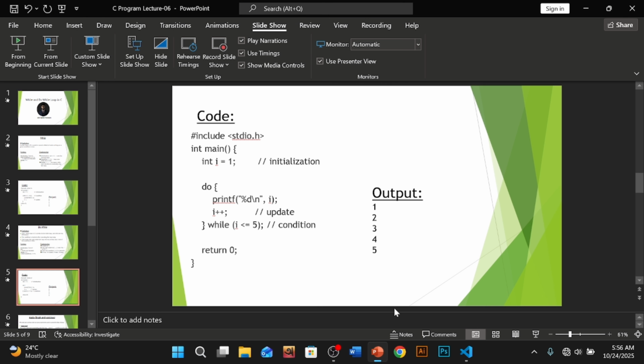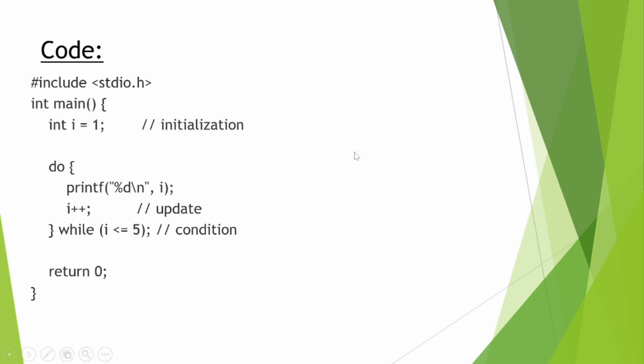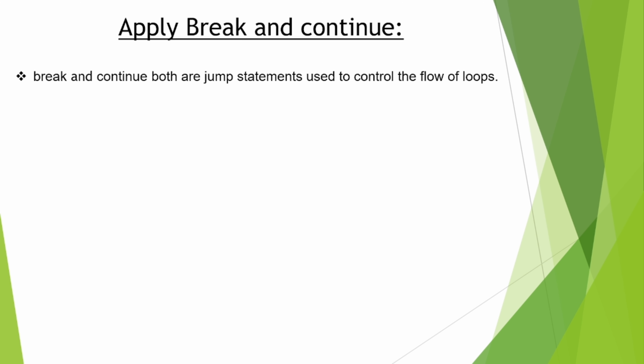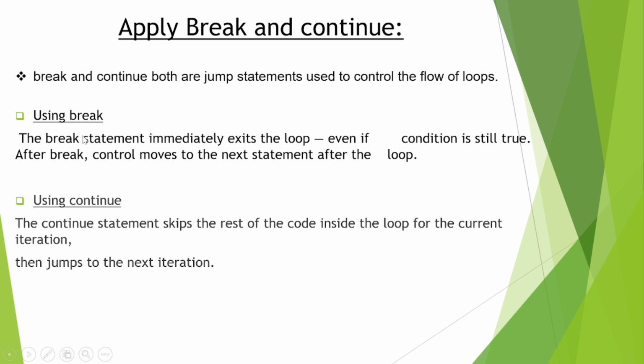Let us go to our slide. I have implemented the code in our Visual Studio Code. Apply break and continue conditions, which are jump statements. Break and continue both are jump statements used to control the flow of a loop. Using break, the break statement immediately exits the loop even if the condition is still true. After break, control moves to the next statement after the loop. That means if we use break, the loop will stop immediately and go to the next block of the code.